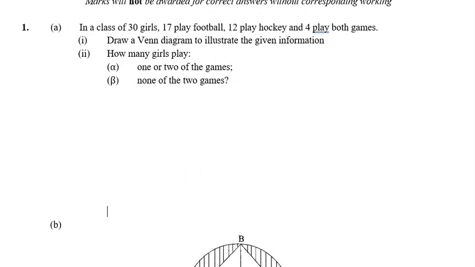It says that in a class of 30 girls, 17 play football, 12 play hockey, and 4 play both games. Draw a Venn diagram to illustrate the given information. And it says how many girls play (i) 1 or 2 of the games, and (ii) none of the 2 games.